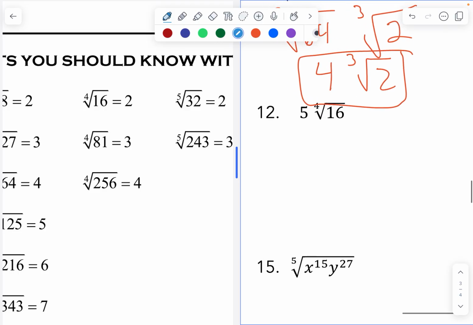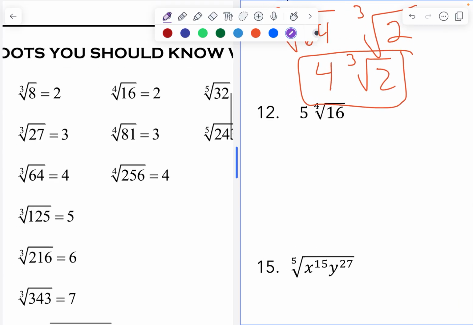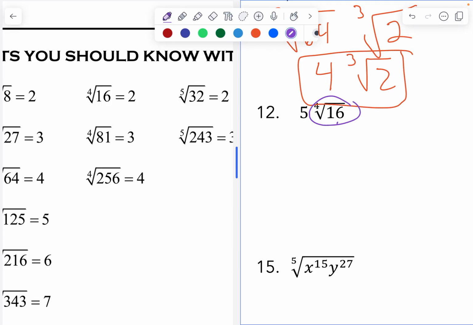And then the last one in that group, again, ignore the 5, but the 4th root of 16, oh, that's 2, that's just a nice number, so I don't need to break that down. But there was a 5, so 5 times 2 is 10.